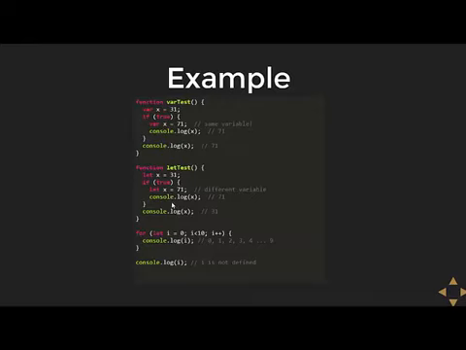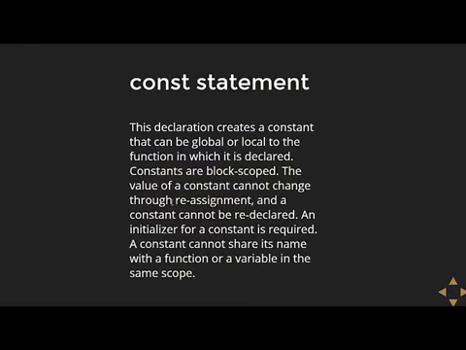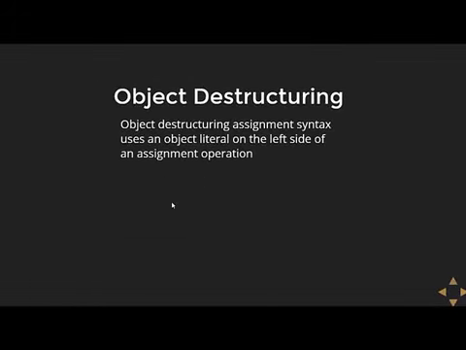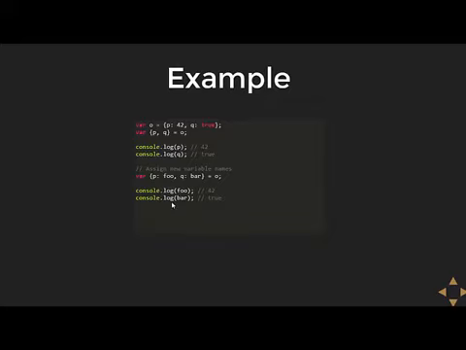Then we talked about the constant. So constant also has the block level scope. You need to initialize the value whenever you are defining it. Then the second example is about destructuring: object destructuring, array destructuring, a lot of things.